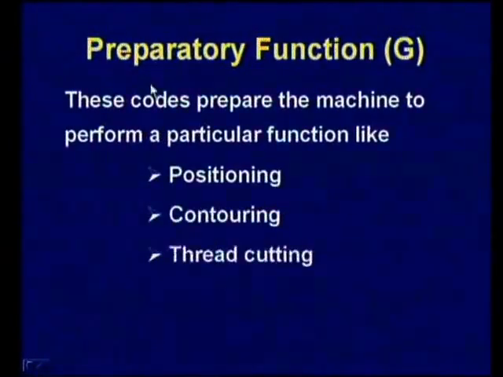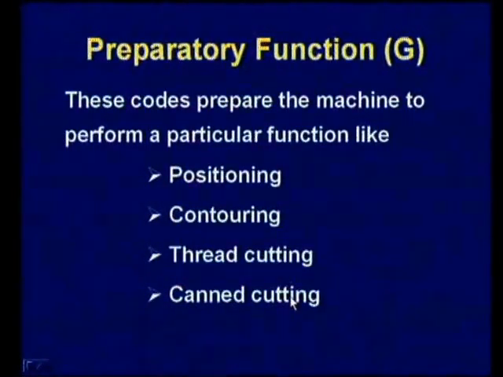Now we will go to the preparatory function. These codes prepare the machine to perform a particular function like positioning, contouring, thread cutting and canned cutting. So for what type of works are we going to use the preparatory function G? The first one is positioning. Whenever you consider a cutting tool, from the relative position it has to move to the required position.